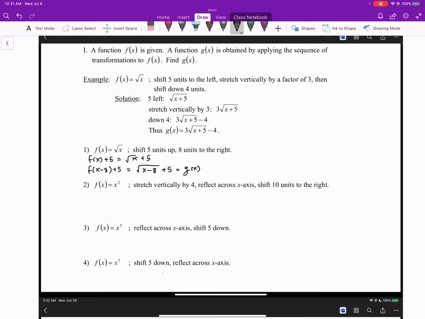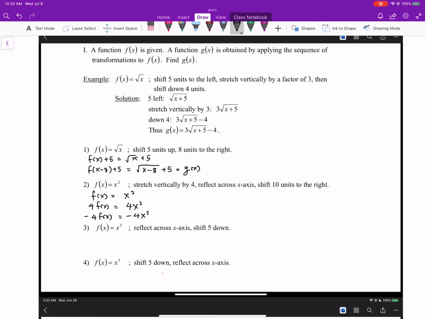All right. Now let's look at the next example. The next example says that you have f of x equal to x squared. So my original function is x squared, and I'm stretching it vertically by 4, meaning that I need to multiply the function by 4. So 4f of x is equal to 4x squared. And then I want to reflect across the x-axis. So that means that I want to make a negative 4 f of x. That would give me negative 4x squared.